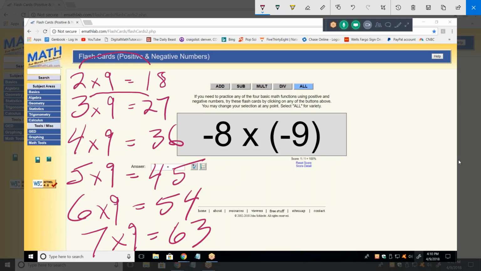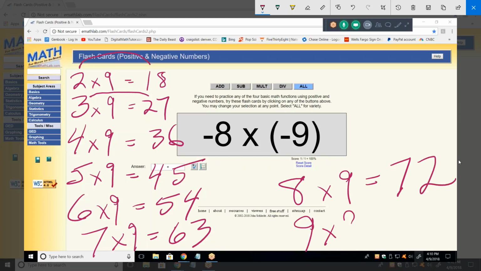8 times 9. First digit is 7. Second digit 2. 9 times 9. First digit 8. Second digit 1. Now, that system holds true for all single digits.